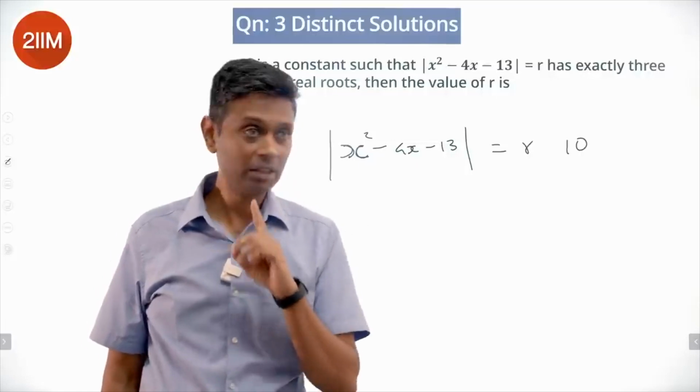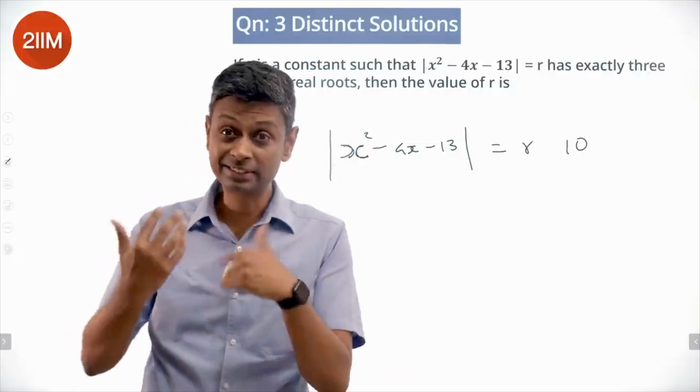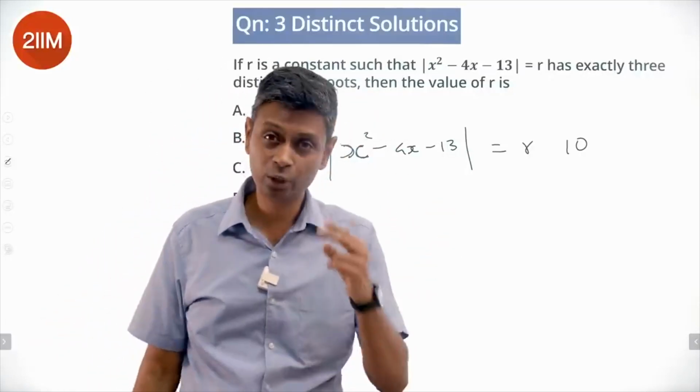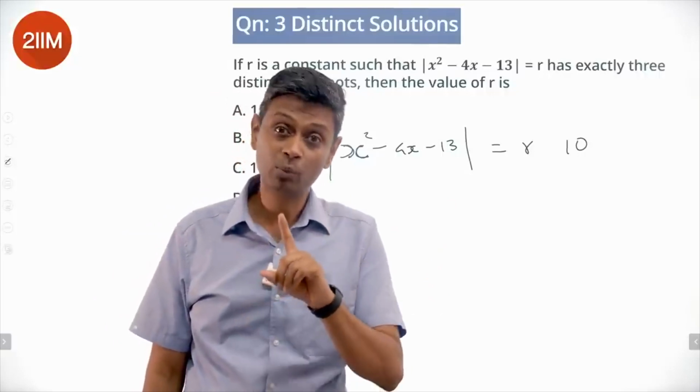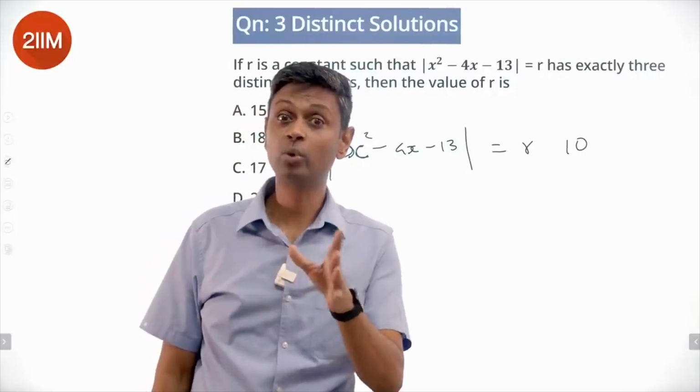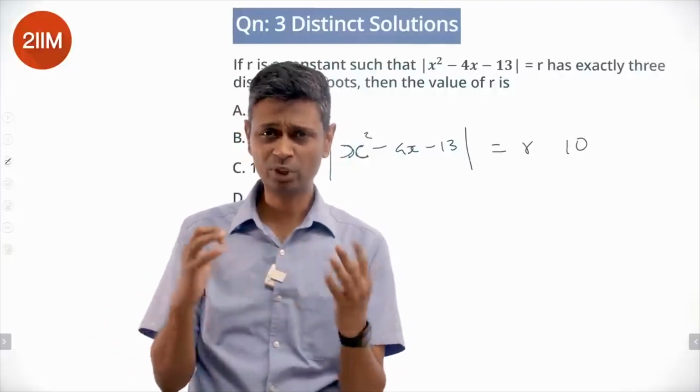What's happening here? We have only 3 roots. It is telling us that put as plus 10, you'll get 2. Put as minus 10, you'll get only 1 root. Or the discriminant goes to 0. Or the other way around. That's what this question is saying.